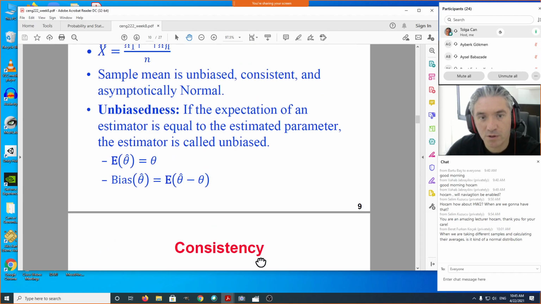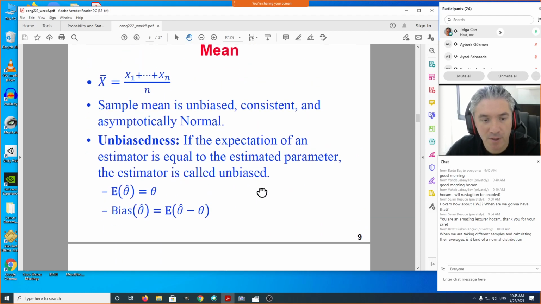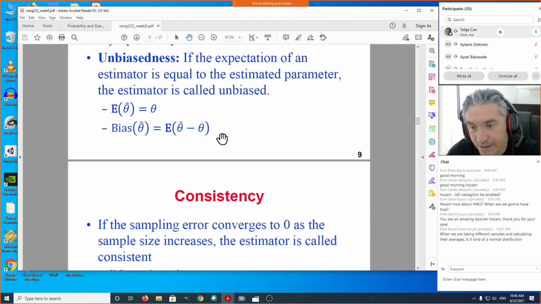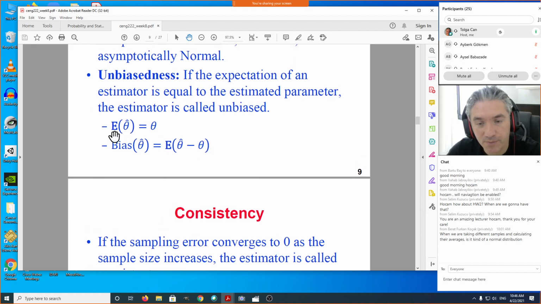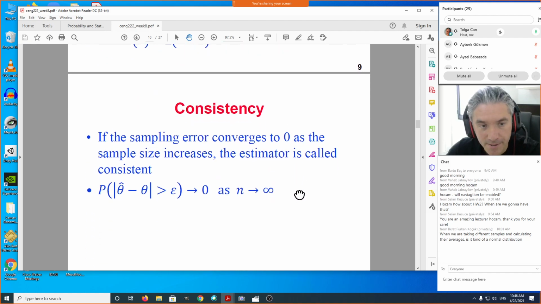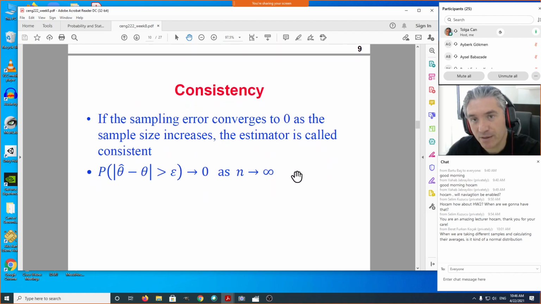So we have talked about what bias means. The bias of an estimator is the expected value of the difference between the estimator and the population parameter. Unbiasedness means that this expected value is zero, or in other words, the expected value of our estimator is equal to the population parameter. On the other hand, consistency is about sample size.